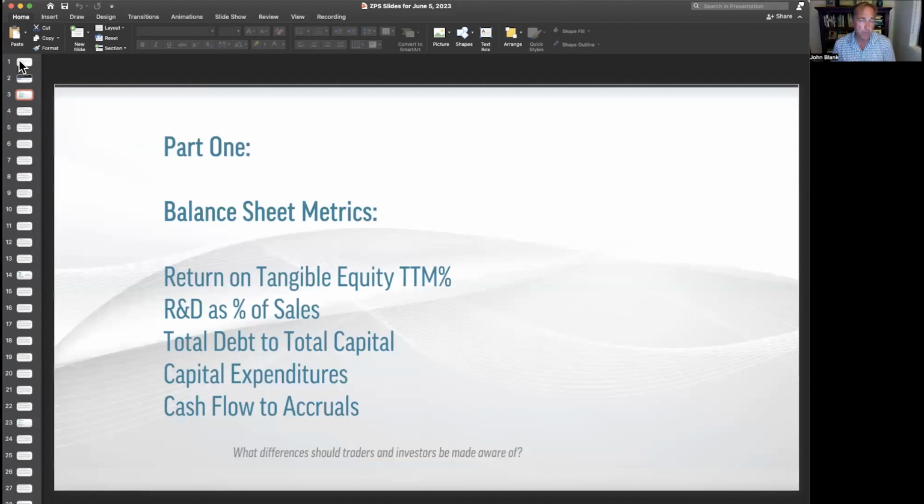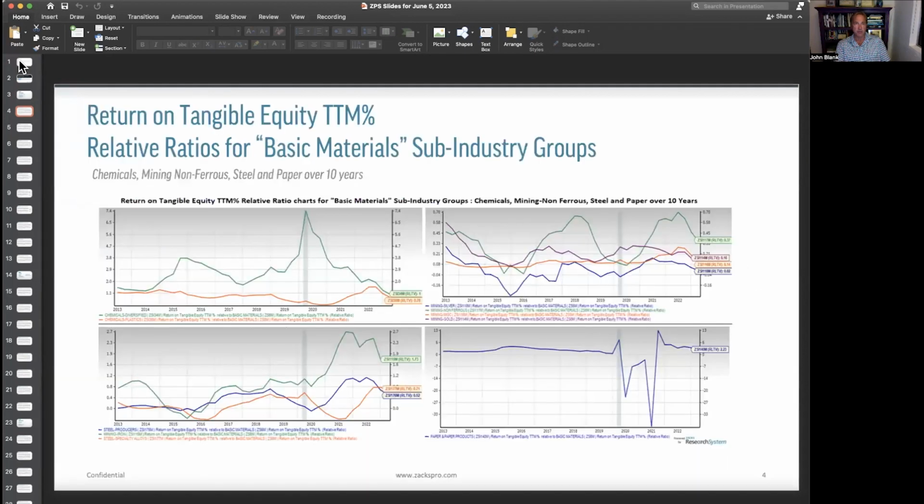So, on we go. Balance sheet metrics, like I said: return on tangible equity, R&D as a percent of sales, total debt to total capital, CapEx, and cash flow to accruals. Let's get going. Return on tangible equity. These are relative ratios, people, for basic material subgroups. So they're relative to basic materials as an industry. So this is how it looks relative to the industry. That's what these are going to be measuring.